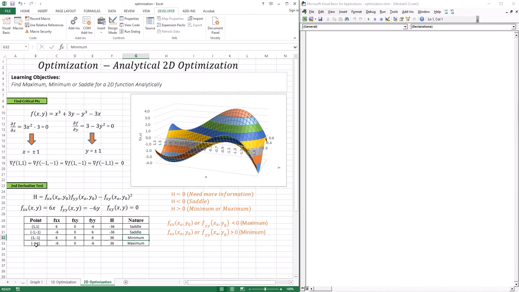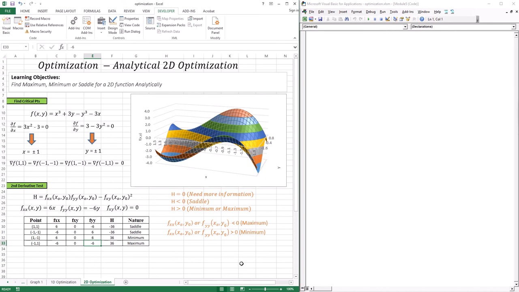So how about we go to -1 and 1. If I plug in -1 here, this turns into -6. This is still 0. And if I plug in 1 here, -6, right? So -6 multiplied by -6, we have 36. So h is greater than 0. Is it a minimum or a maximum? Well, fxx and fyy are less than 0. And if they're less than 0, I am dealing with a maximum. It's a little bit more involved than the 1D, but you can see it is very, very simple.